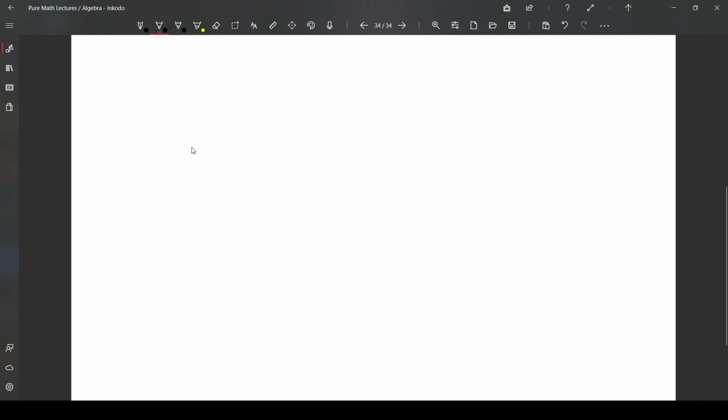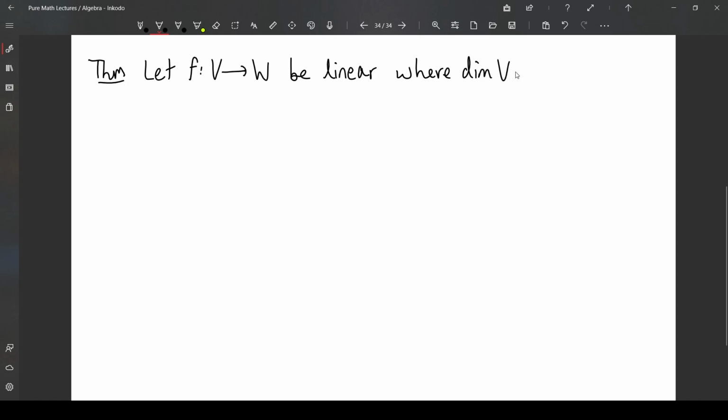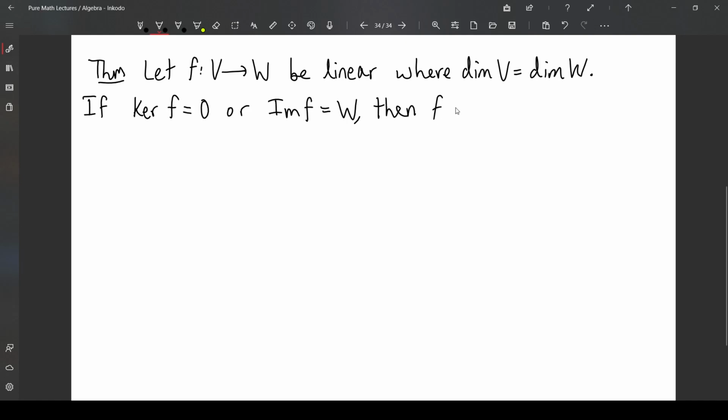Okay, so the last thing to do is prove a weak version of what's sometimes called the rank nullity theorem. Let F be a linear map from V to W where the dimension of V equals the dimension of W, and we're assuming these to be finite dimensional. Then if the kernel of F is 0, or the image of F is W, then F is an isomorphism.